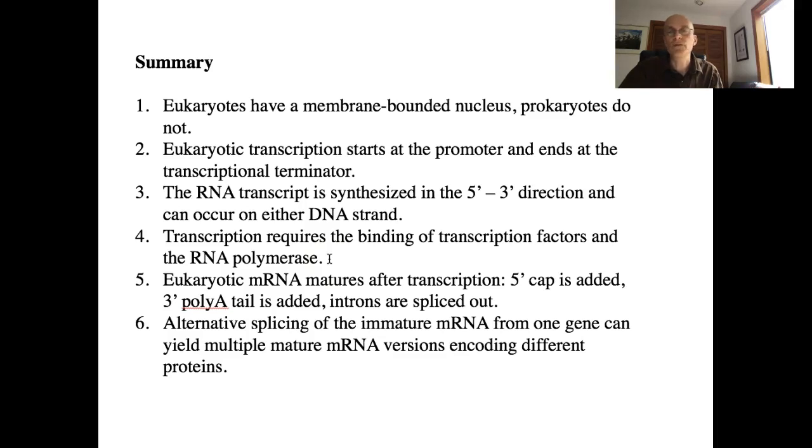Otherwise, transcription won't start. Eukaryotic mRNA matures after transcription, and that maturation process is comprised of the 5' cap addition, the 3' poly A tail, and then the introns that are spliced out. And then we talked at the very end about alternative splicing and how from one gene you can get multiple mRNAs, mature mRNAs that can produce different proteins. And with that, we're at the end of today's lecture.